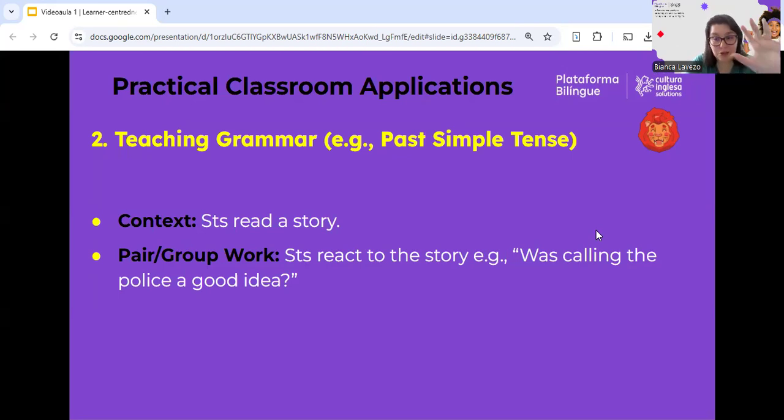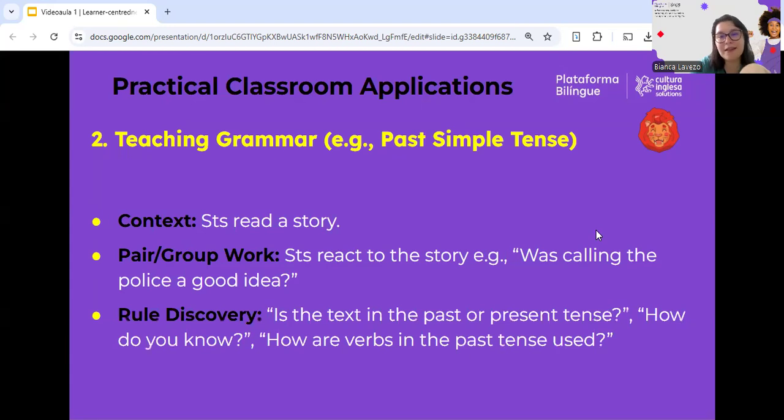Now, you can show them a few questions on the board or on a worksheet or something that they can read, and they are the ones who discover the rule. So here are 3 questions that they can use, like in pairs or individually. They can decide first, and then they share with a partner. If the text is in the past or present tense, and how they know that, and how are the verbs used, and how are they formed, and all of these questions. So the idea is that they discover the rule.